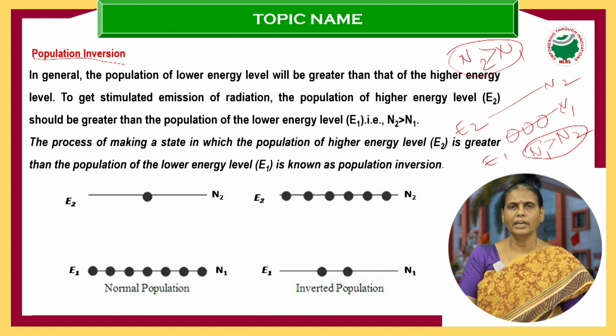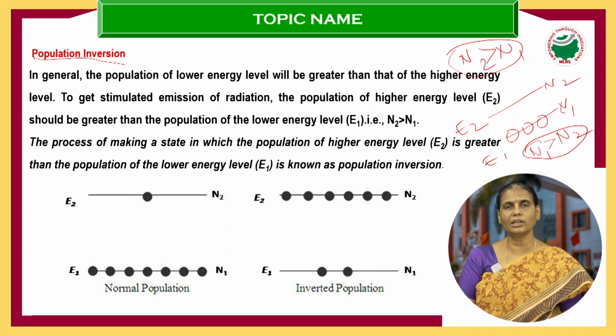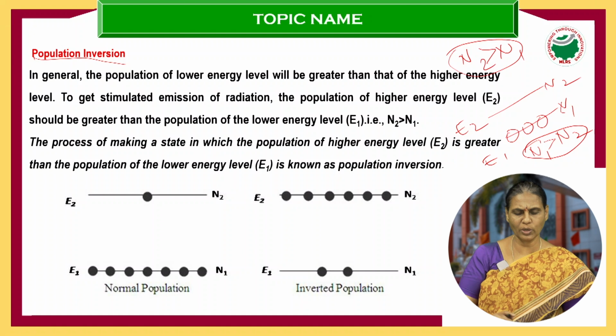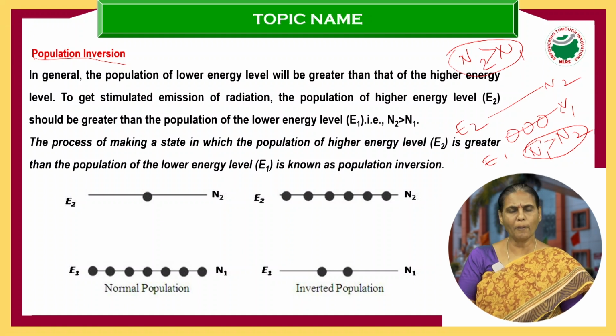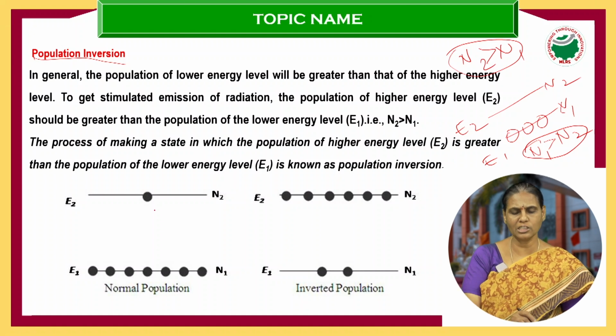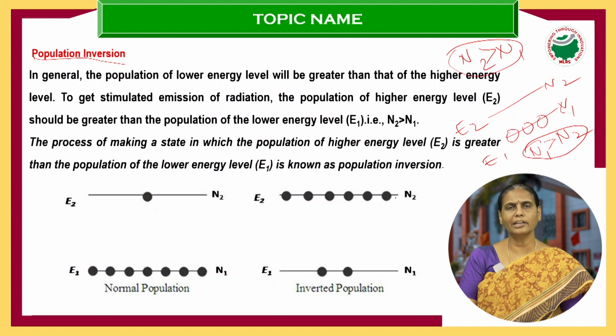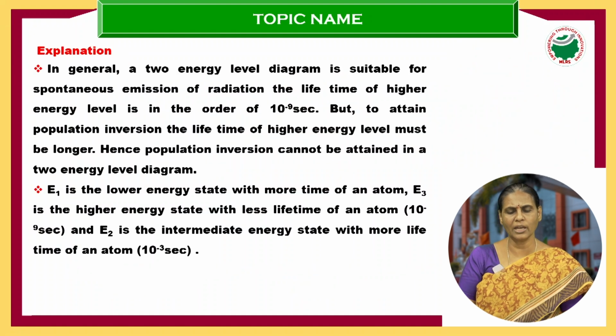So, that particular phenomenon is called the population inversion phenomenon. In general, population is more in the lower energy state. So, by some way, we make the condition N2 greater than N1, and we term that process population inversion. You can see the figures here. The normal population has more atoms in the lower energy state and only one atom in the higher energy state. Now check the second figure, inverted population. In the lower energy state only two atoms are present, and in the higher energy state more atoms are present. Making this process possible, we call it population inversion.